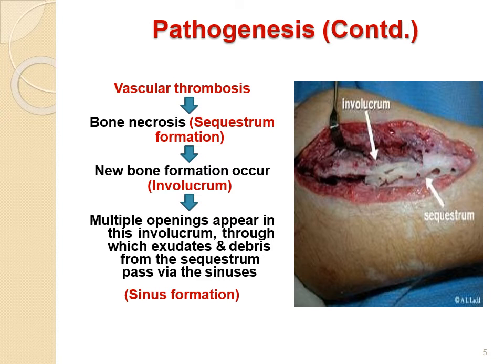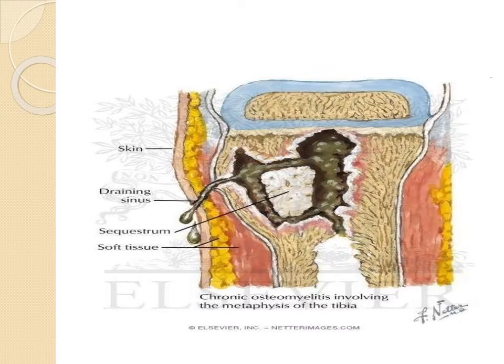In the diagram, the sequestrum is shown by the arrow, and there is involucrum, or the new bone formation. This is a diagram in which there is skin, drained sinuses, sequestrum, and soft tissue, in which there is chronic osteomyelitis involving the metaphysis of the tibia.